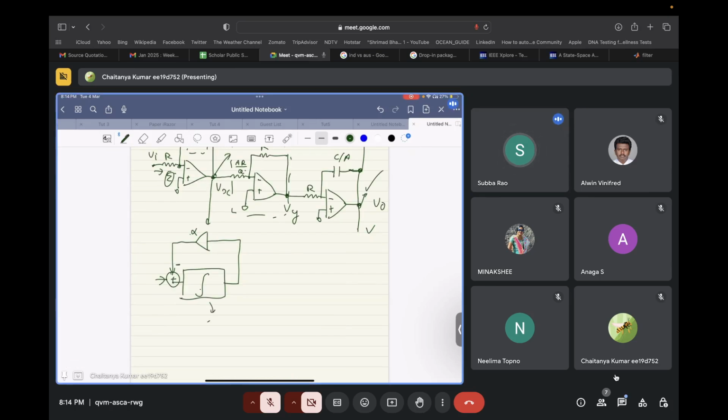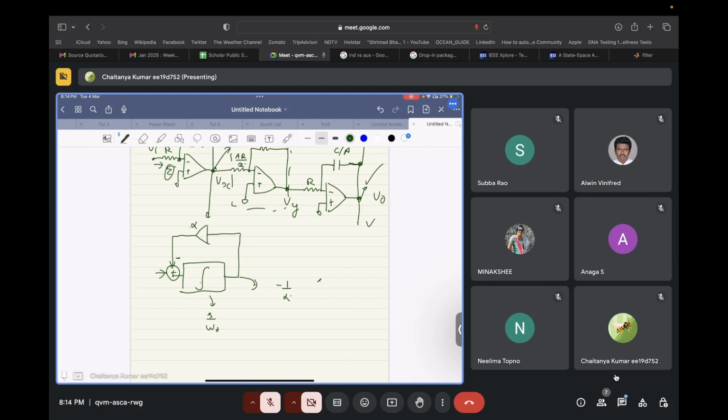So if this integrator was, let's say, S by omega naught, what will be the output? 1 upon 1 plus loop gain, right? Sorry, loop gain upon 1 plus loop gain it will be, right? So we will have minus 1 by alpha times S by omega naught alpha divided by, sorry, this is the integrator. So the integrator is omega naught by S. Omega naught alpha by S divided by 1 plus omega naught alpha by S.